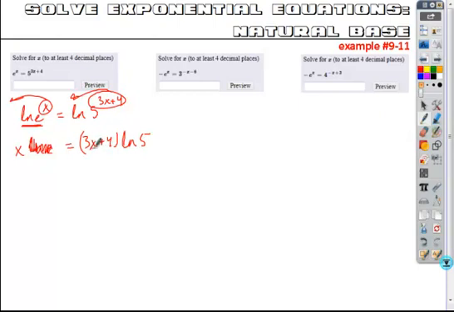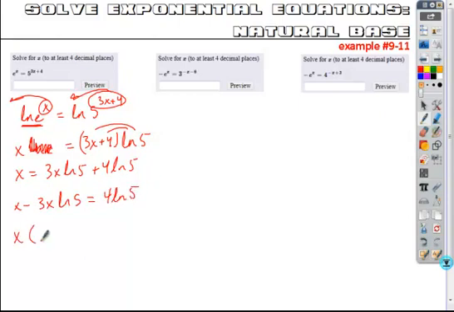And now we still have an x term, so we need to distribute the ln 5 here. So we get 3x ln 5 plus 4 ln 5. Move the x terms together. So if I subtract 3x ln 5 from both sides.